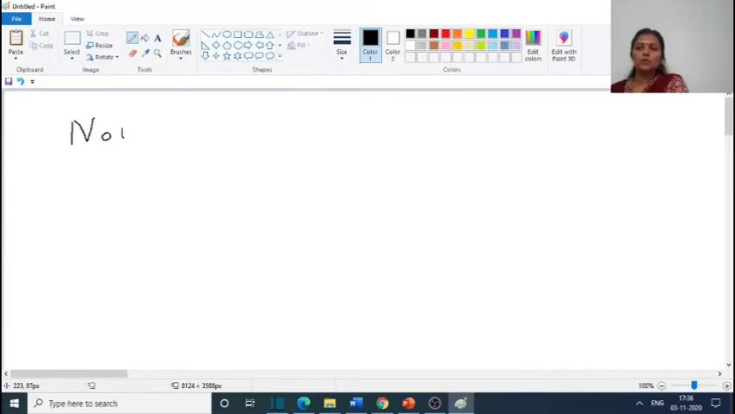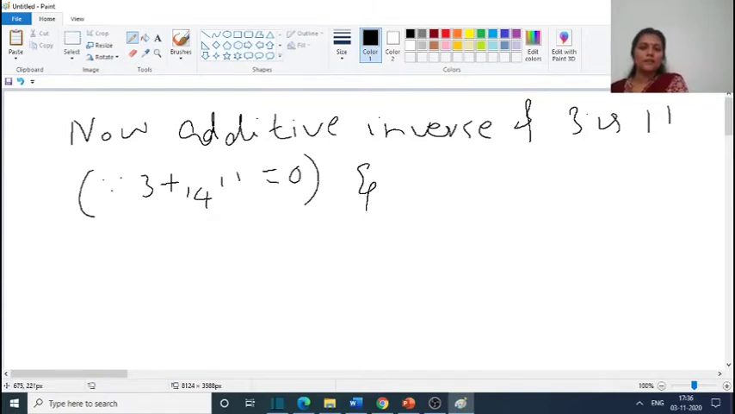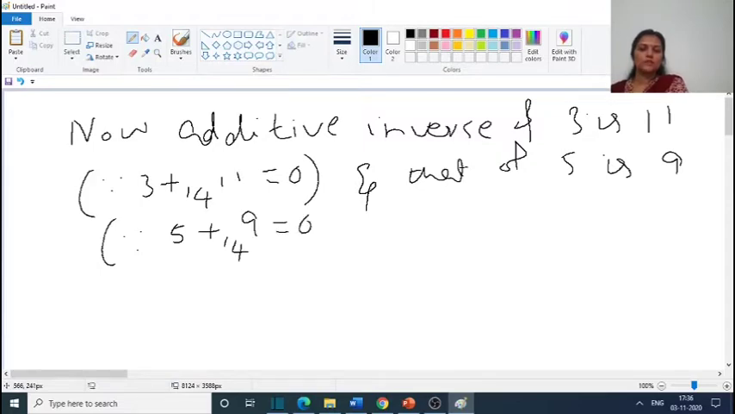Now the additive inverse of 3 is 11, since 3 addition modulo 14, 11 is equal to 0, and that of 5 is 9, since 5 plus 9 is equal to 14. So 5 addition modulo 14, 9 is equal to 0.